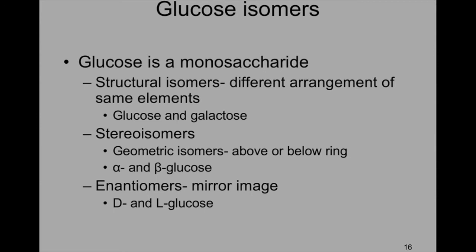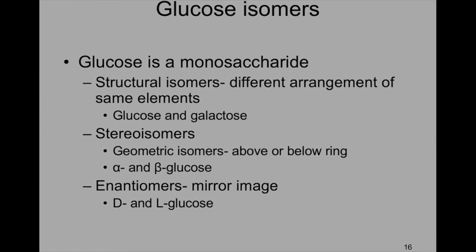Glucose is the monosaccharide that's really kind of the most important. We talk about glucose a lot because it's that basic energy molecule that most cells will use for energy, will break down for energy. Glucose does have several structural isomers. Here, glucose and galactose are actually structural isomers of each other. There are enantiomers and stereoisomer forms of glucose as well. Alpha and beta glucose are geometric isomers. We have a hydroxyl group above the ring in alpha glucose and below the ring in beta glucose.